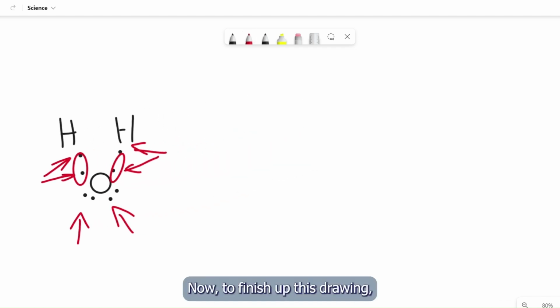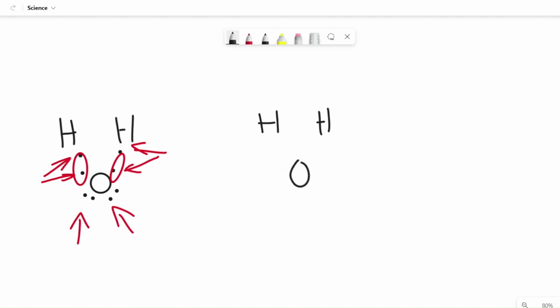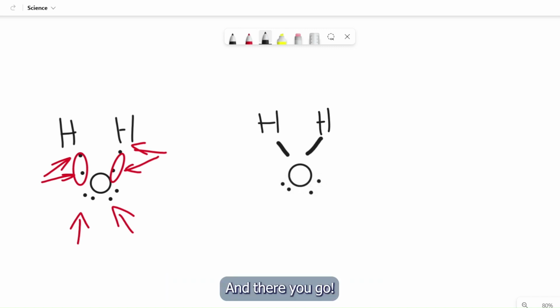Now to finish up this drawing, all we need to do is replace the circle with a line. Like this. Don't forget to put the lone pairs too. And there you go. Here's your water.